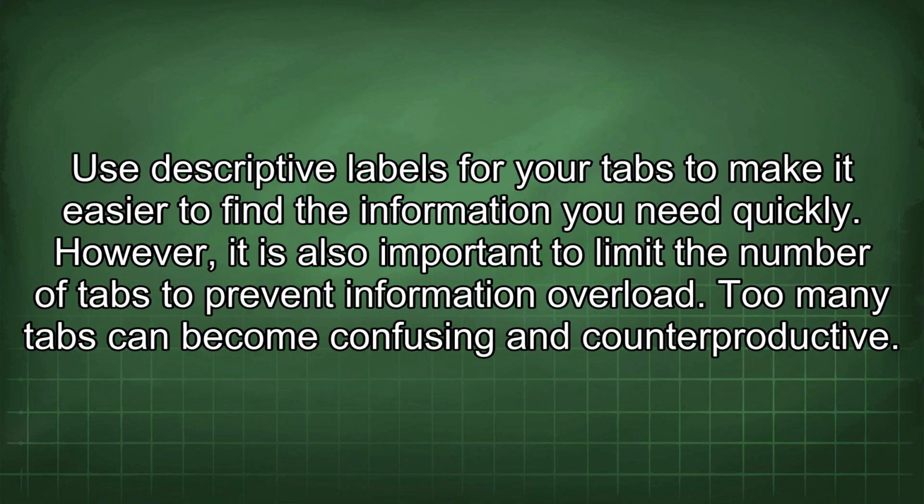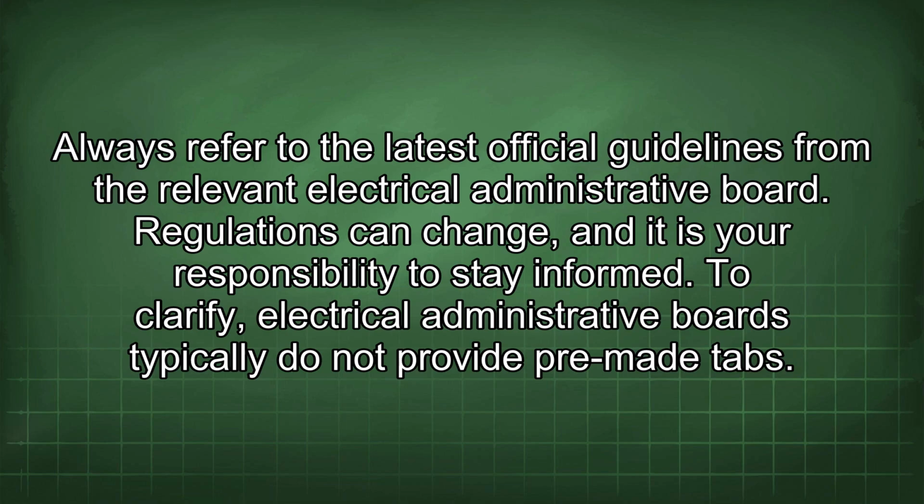Use descriptive labels for your tabs to make it easier to find the information you need quickly. However, it is also important to limit the number of tabs to prevent information overload. Too many tabs can become confusing and counterproductive. Always refer to the latest official guidelines from the relevant Electrical Administrative Board. Regulations can change, and it is your responsibility to stay informed.